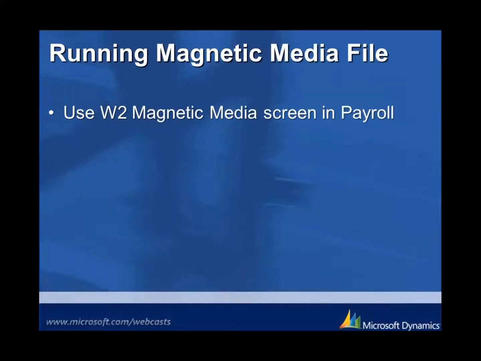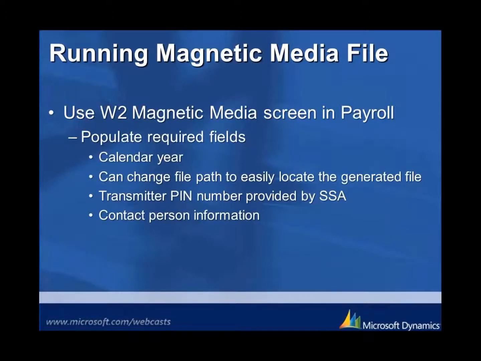All right, so with that being said, running the magnetic media file. In order to run the magnetic media file, if you're required to file magnetic media, you use the W-2 magnetic media screen in payroll. And there are certain fields that are required for you to populate. Otherwise, it's not going to let you go farther. You need to put in the correct calendar year. You can change the path very easily. And actually, I do want to check and see if this will work here.